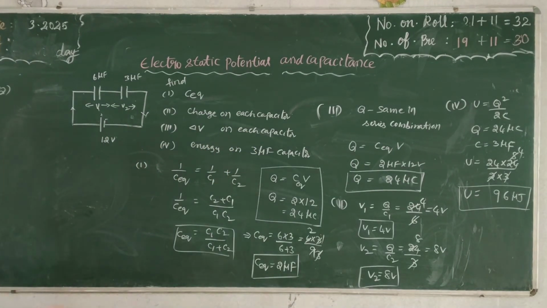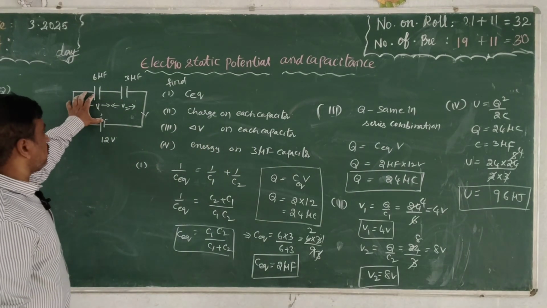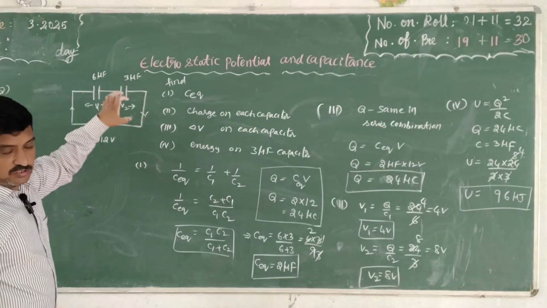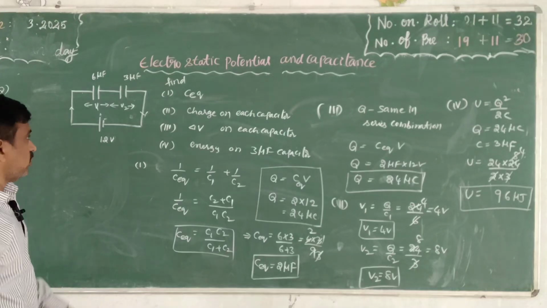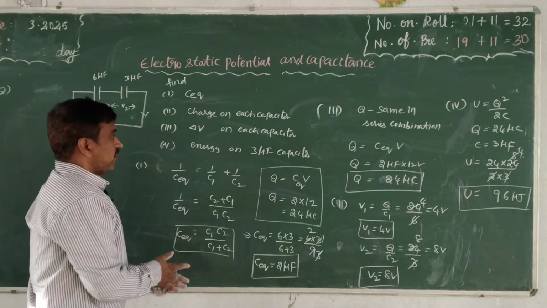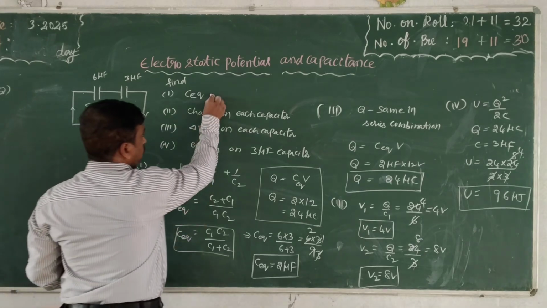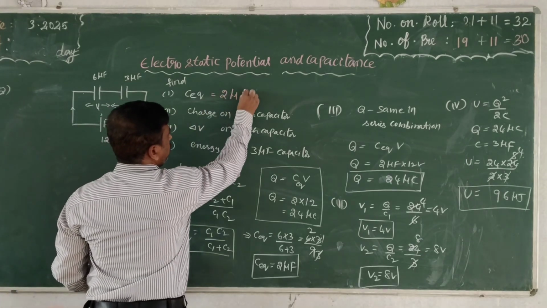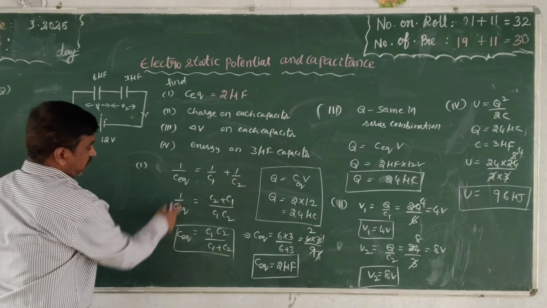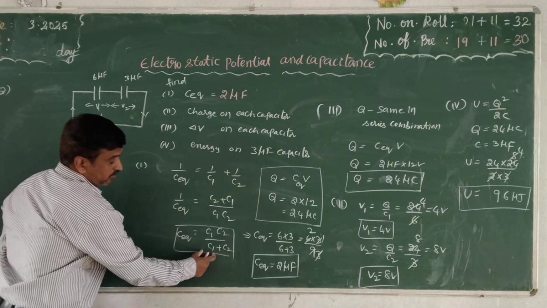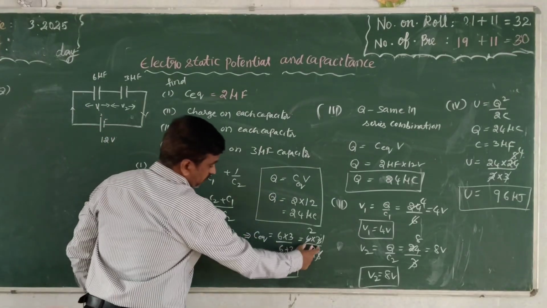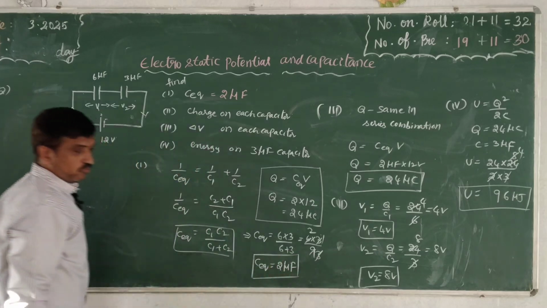See once again, it is a series combination of capacitors. In series combination, charge is the same and potential is divided. In this case, what we want to find out first is C equivalent. What is the C equivalent we are getting? 2 microfarads. How to find C equivalent? C equivalent equals C1 C2 by C1 plus C2. C1 is 6, C2 is 3. Just substitute and simplify, and we get the answer. So what is the C equivalent?